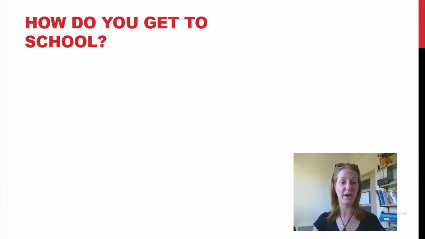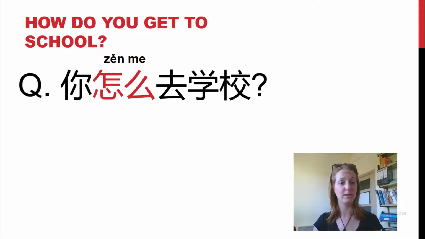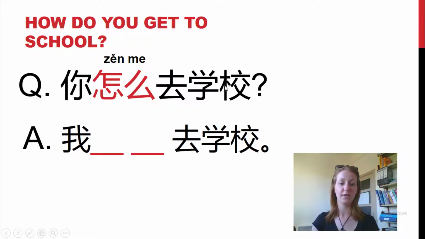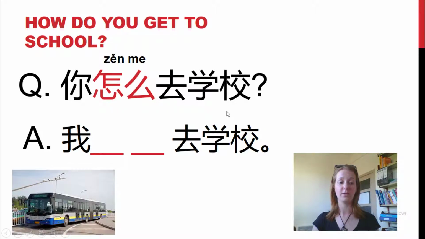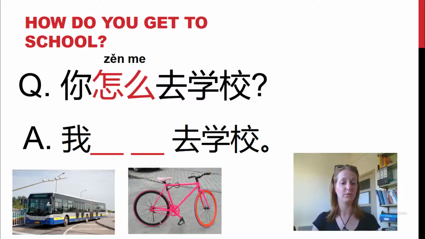So how do you ask, how do you get to school? 你怎么去学校? 怎么, we've got that question word. 去, to go, 学校, school. To answer, we take out our question word and put in the means of transport we use. For example, 我坐公共汽车去学校.